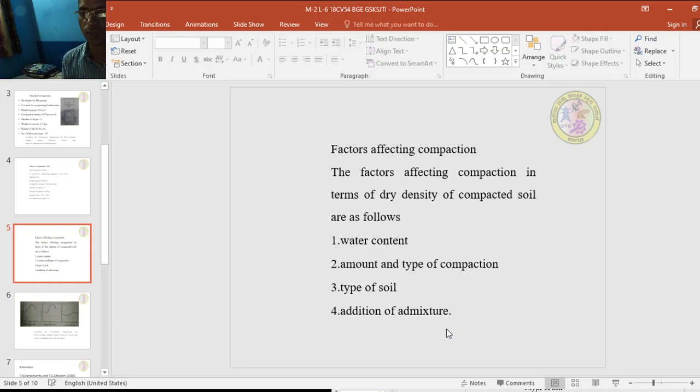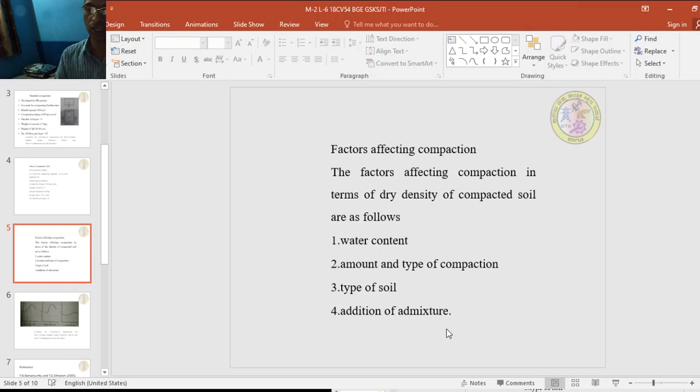Second factor is amount and type of compaction. Whether you are using light compaction or heavy compaction plays a vital role. If you are using light compaction, to get OMC and MDD, more water is required, whereas heavy compaction, with a lower water content compared to light compaction, will get higher density. So therefore, type of compaction also plays a vital role.